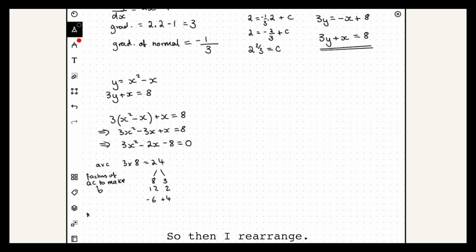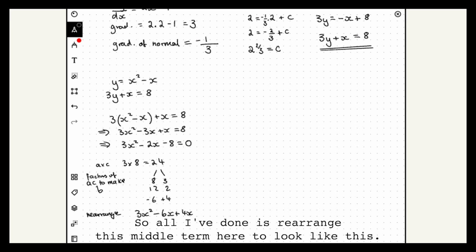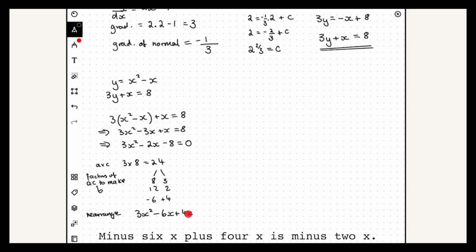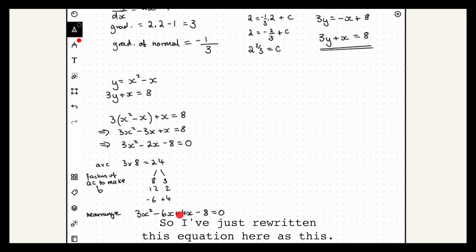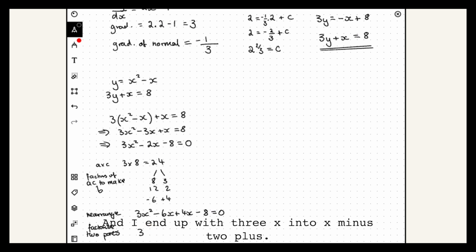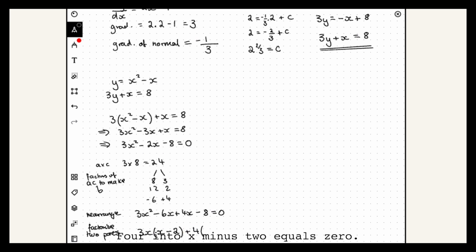So then I rearrange and I end up with 3x squared minus 6x plus 4x. So all I've done is rearrange this middle term here to look like this. Minus 6x plus 4x is minus 2x, and I've found this by using my factors of a and c. So I've just rewritten this equation here as this, and this then enables me to factorize the two parts, and I end up with 3x into x minus 2 plus 4 into x minus 2 equals 0.